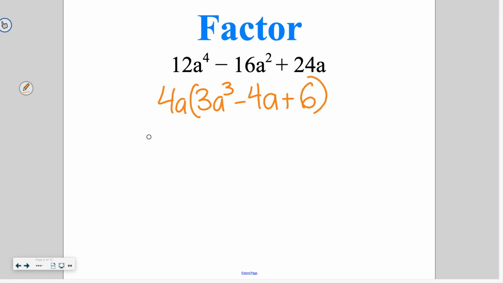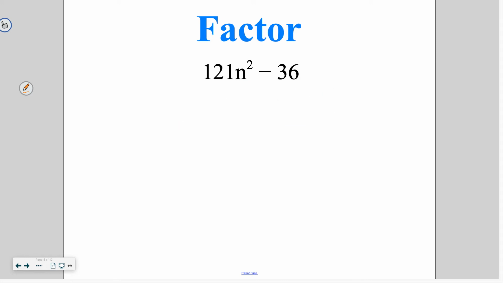At this point, we've taken out our greatest common factor, and I can see that we haven't learned about factoring anything to a 3rd power. So the only thing that I can do on this problem is use the GCF. After that, my trinomial here on the inside, we don't have any techniques for factoring that. So this is where you would stop.